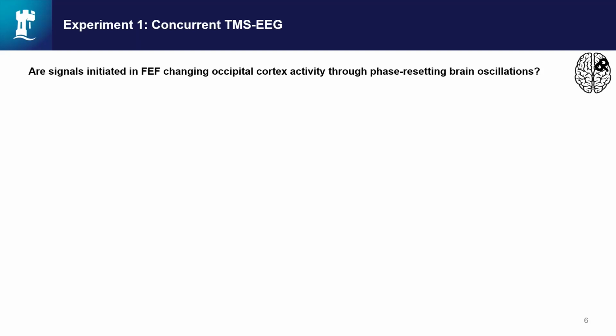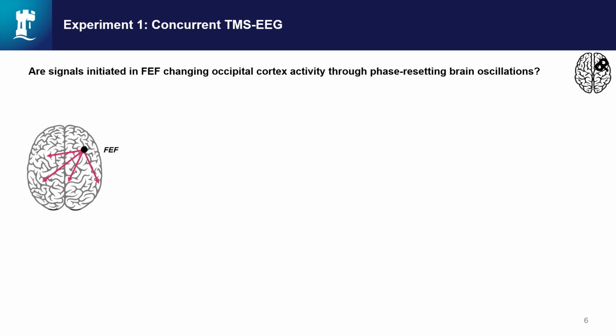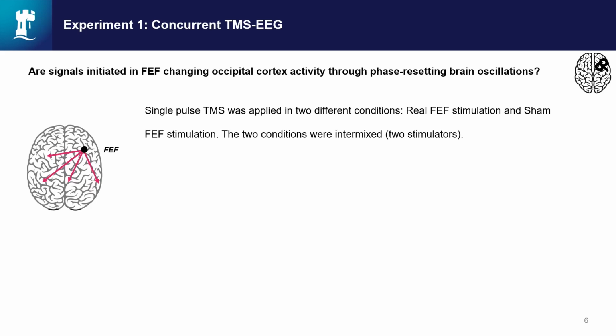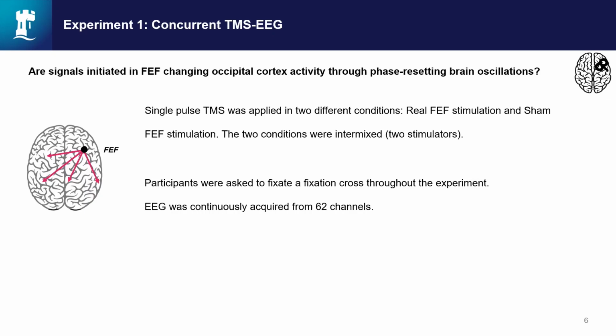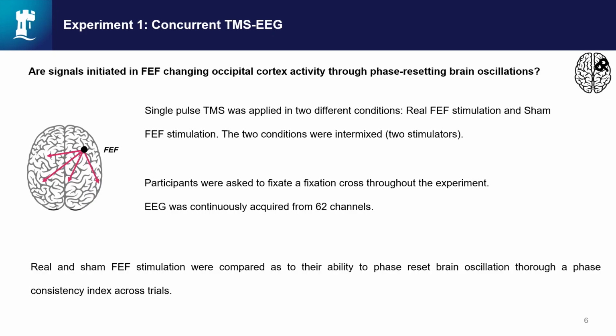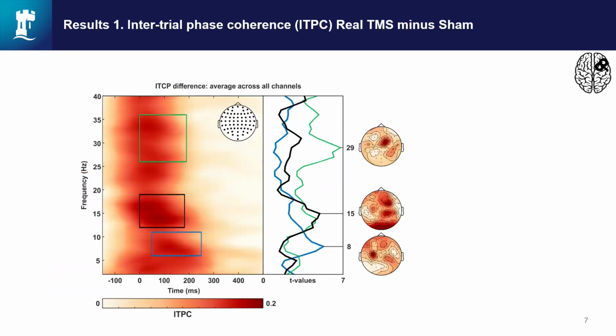So experiment number one is a TMS and EEG experiment. The question is, are signals generated in the frontal fields changing the occipital cortex activity by changing the phase of the oscillatory activity generated within the visual area? So we did a very simple TMS-EEG experiment. We stimulated the frontal fields with the idea of tracing what was happening in other areas. It's just a single pulse applied in two conditions of real or sham stimulation. Sorry, it was a very basic sham, so it's just the sound. Participants were just fixating on a fixation cross, and we compared sham and FEF stimulation on the ability of phase resetting the oscillatory activity. So these are the results.